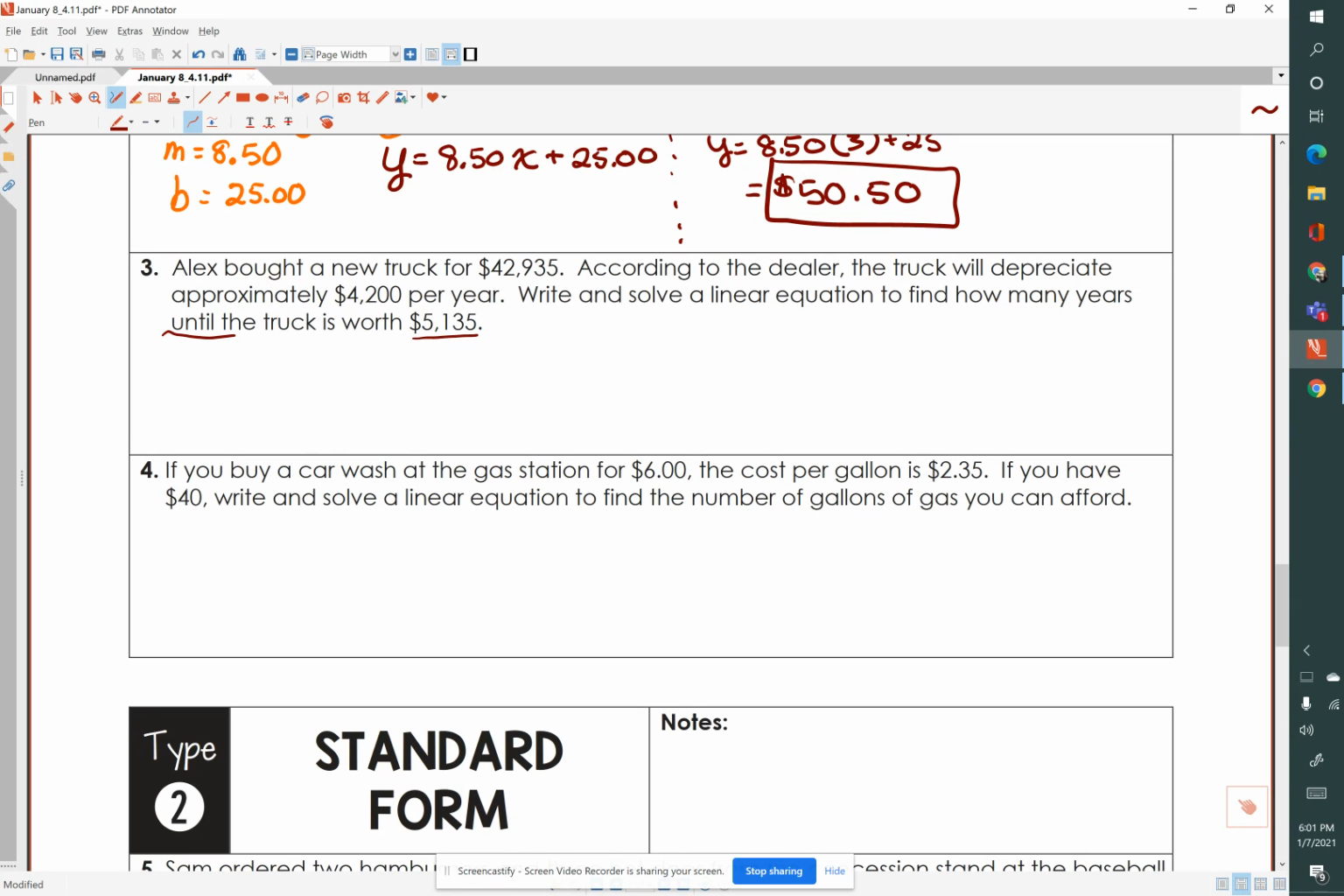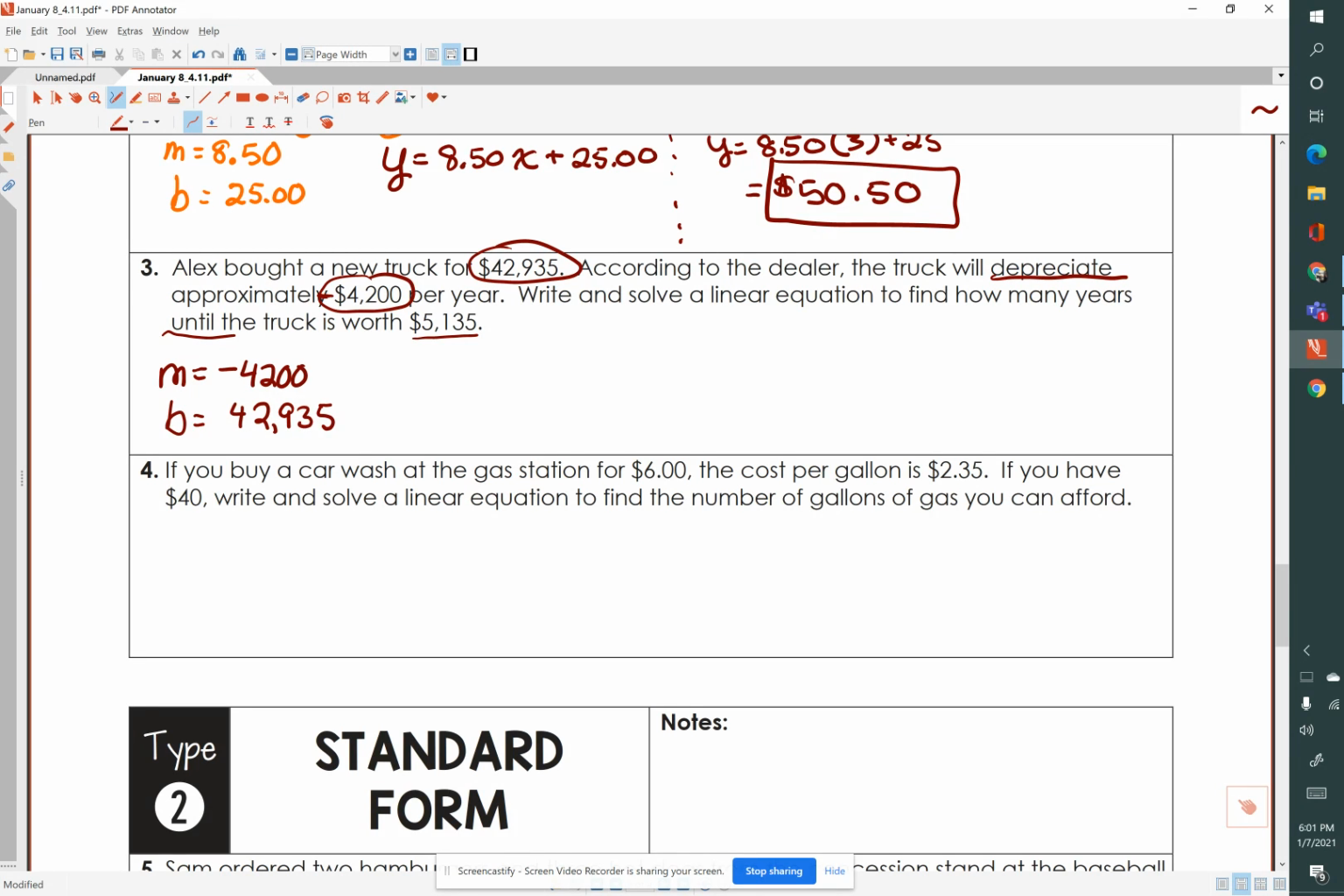Now, we are talking about depreciation here. Depreciation is subtraction, okay? So this depreciation of $4,200 per year is a negative slope. So that is, our M is going to be negative 4,200. Now, our starting point is the cost of the truck when it's new. So our B equals 42,935.